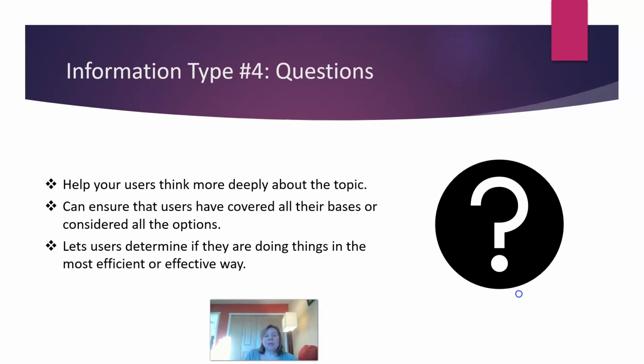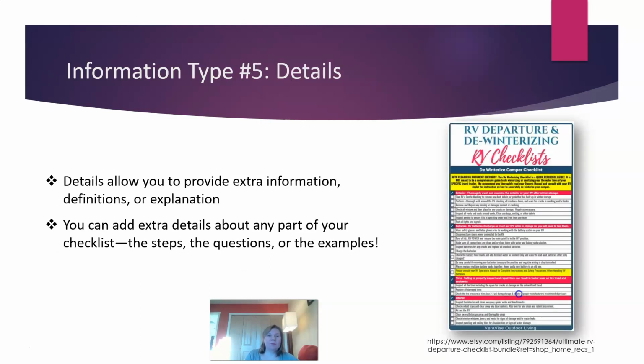Another type of content are questions. This can help your users think more deeply about the topic and make sure that they are doing things the right way or the most effective way. And another great type is details. So this allows people to provide extra information, details, or explanation.